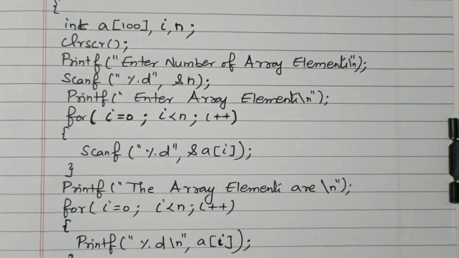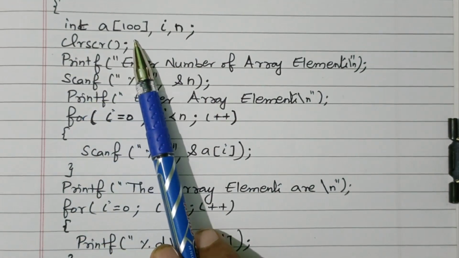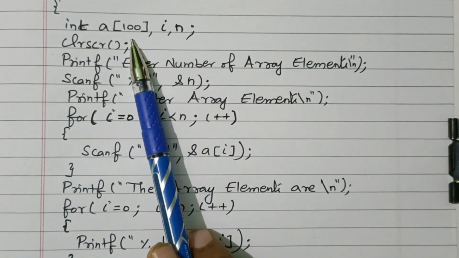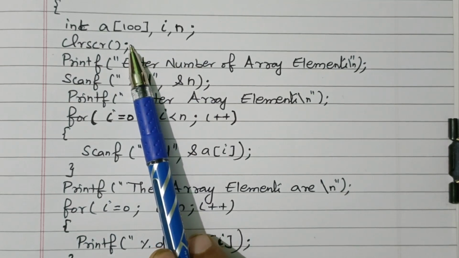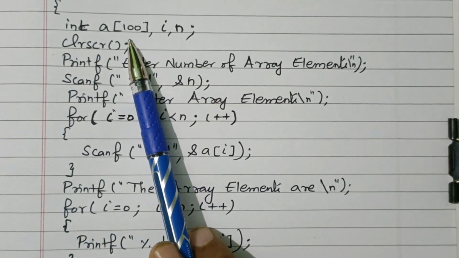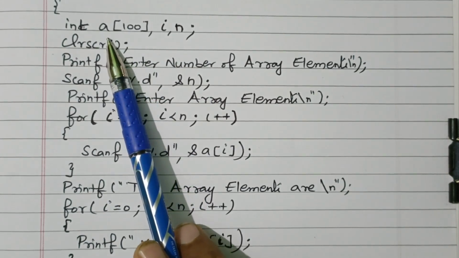So first we need to declare the variable. Declare integer A of 100. Earlier we had A of 5, but we can declare n number of elements. In that we can store 5 elements. This is the maximum number of elements in the array. We can use 5 or 10, up to 100 we can use. The array name is A.